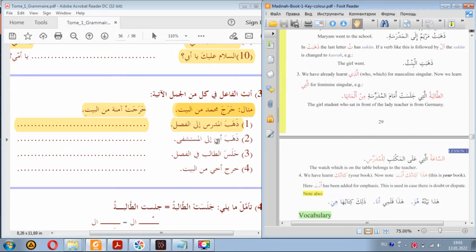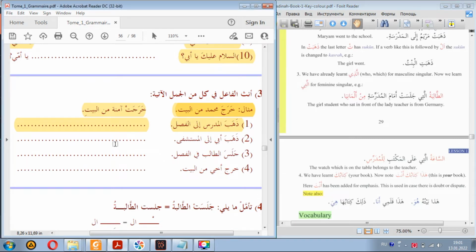ذهب أبي إلى المستشفى. My father went to the hospital. And ذهبت أمي إلى المستشفى. There is no need to change this sukun to kasra, because أمي doesn't have alif lam. As it says here, if it's followed by alif lam, but أمي doesn't have alif lam. So ذهبت أمي إلى المستشفى.